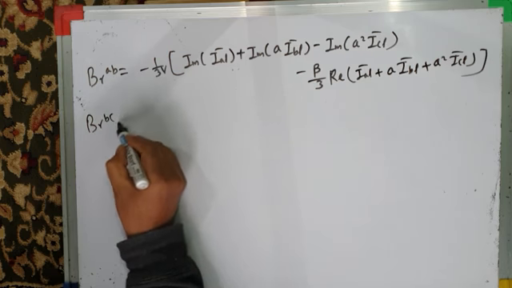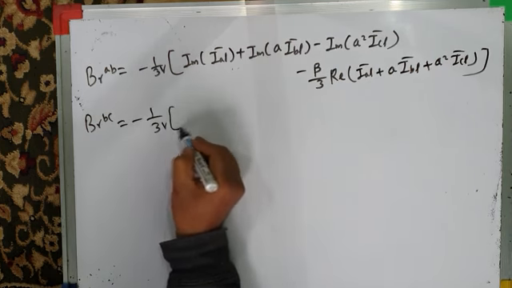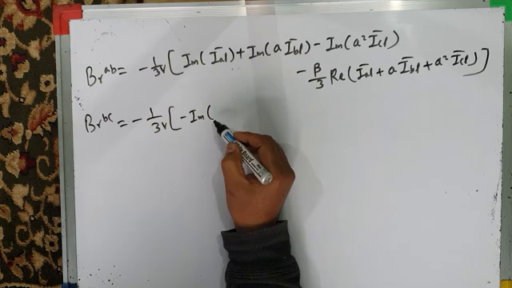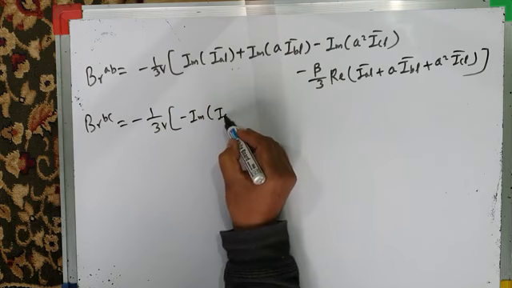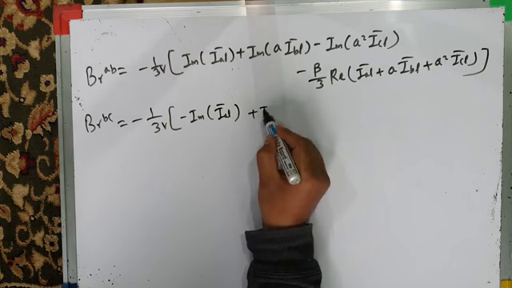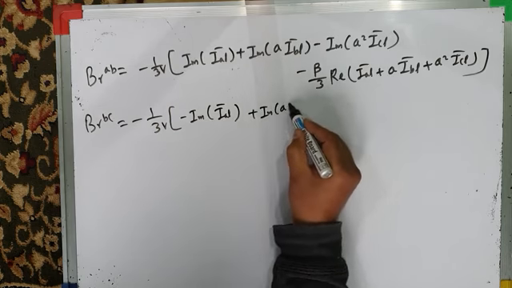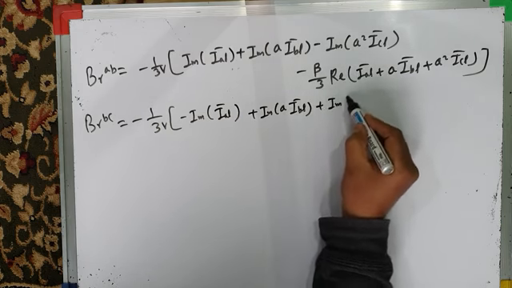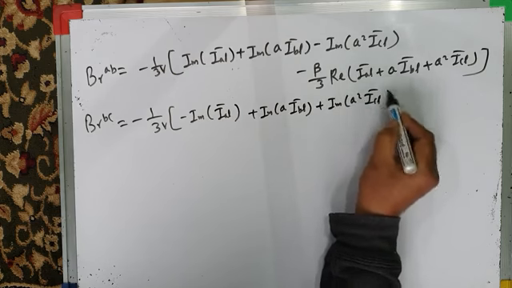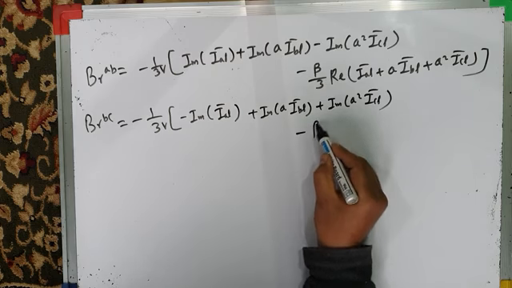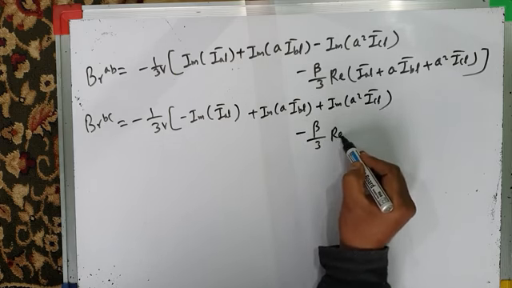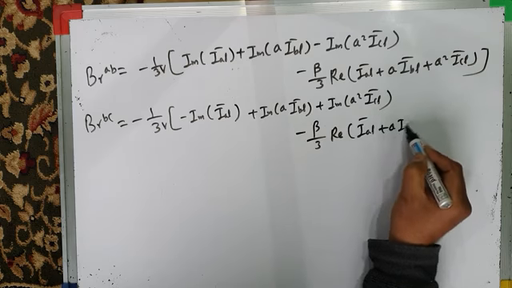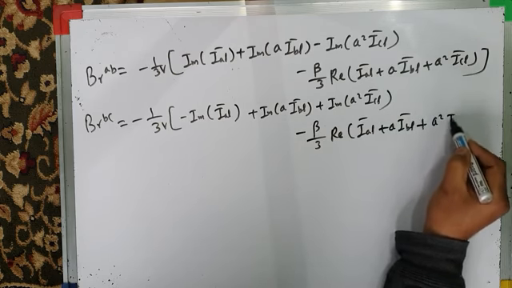B gamma BC will be equal to minus 1 by 3V into minus imaginary part of IAL plus imaginary part of AIBL plus imaginary part of A square ICL. Then the real part will also come: minus beta by 3 into real component of the same IAL, which remains the same, plus AIBL plus A square ICL.